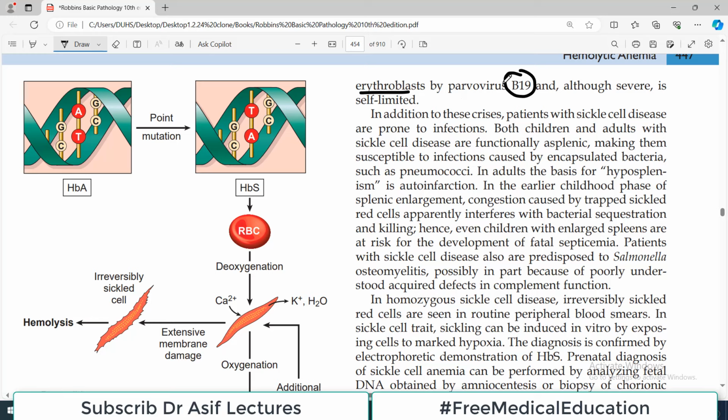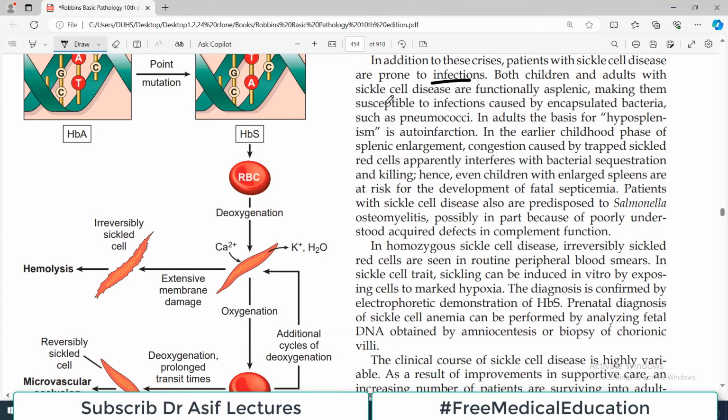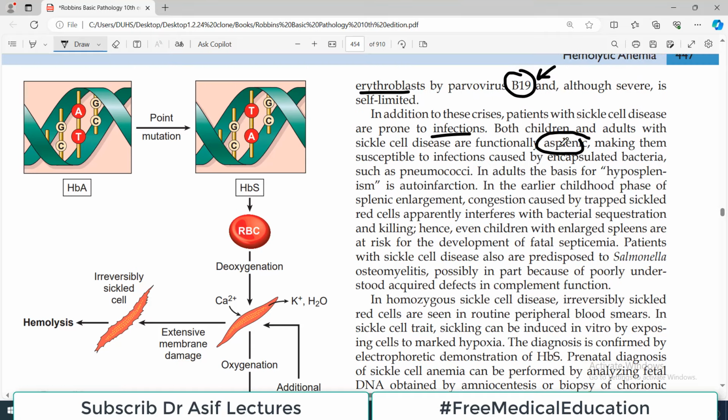In addition to these, remember this. Now, in addition to these crises, patients with sickle cell disease are also prone to infection. Both children and adults with sickle cell disease are functionally asplenic, making them susceptible to infection because there is continuous occlusion in the splenic supply, and the spleen is infarcted. So they don't have a spleen, and if there is no spleen, they are more susceptible to infections.